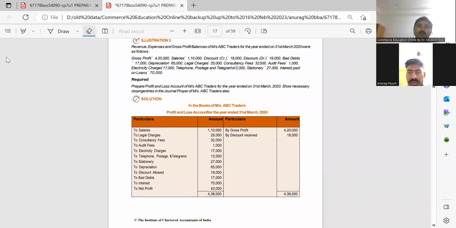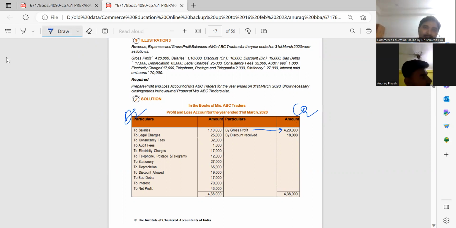So first of all, gross profit will be shown in the credit side of profit and loss account, right? Next, salary. As we know, debit is our expenses, credit is our income. Is that clear? Yes, sir. So we know very well salary is our expense. That's why it will be shown in the debit side of the profit and loss account. And discount credit is our income, so it will be transferred to the credit side of the profit and loss account.